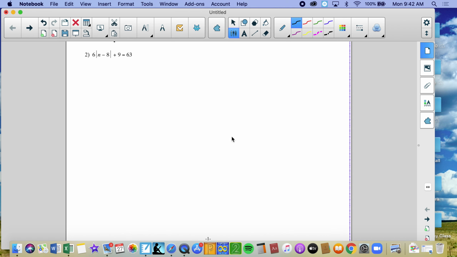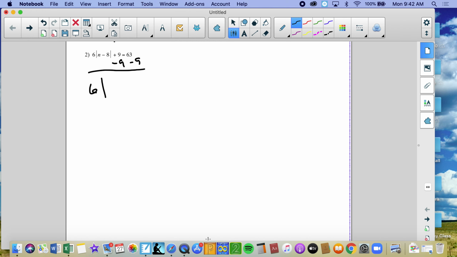Here we have absolute values. Absolute values we're going to treat like variables, only instead of isolating the variable, we're actually going to isolate the entire absolute value. We're going to get the absolute value by itself. It's being multiplied by 6, and 9 is being added to it, so I'm going to get rid of things being added and subtracted first.